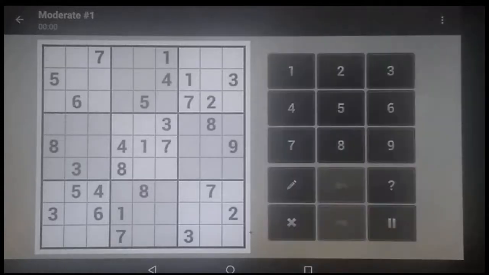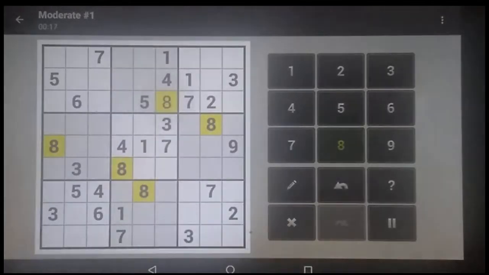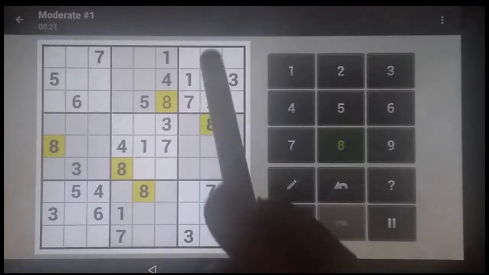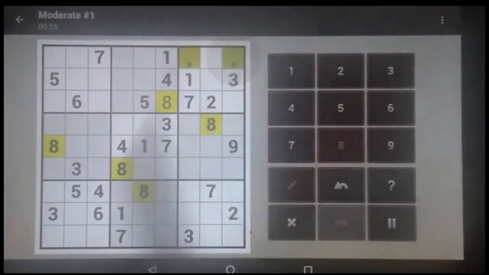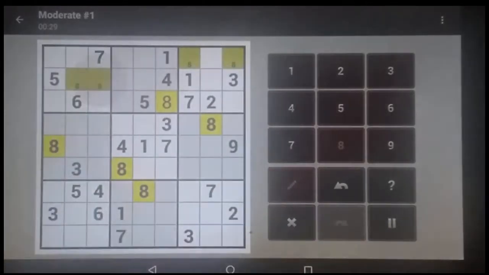Here we go, tackling a moderate one. This often requires more techniques, so let's see how we do. Starting with the 9, that's not helpful, and the 8. Okay, so these two columns, I'm going to put that 8 there. This kills that row, that ends that column, so this is going to be in the top row, which is now going to help us see that this has to be in the middle row.